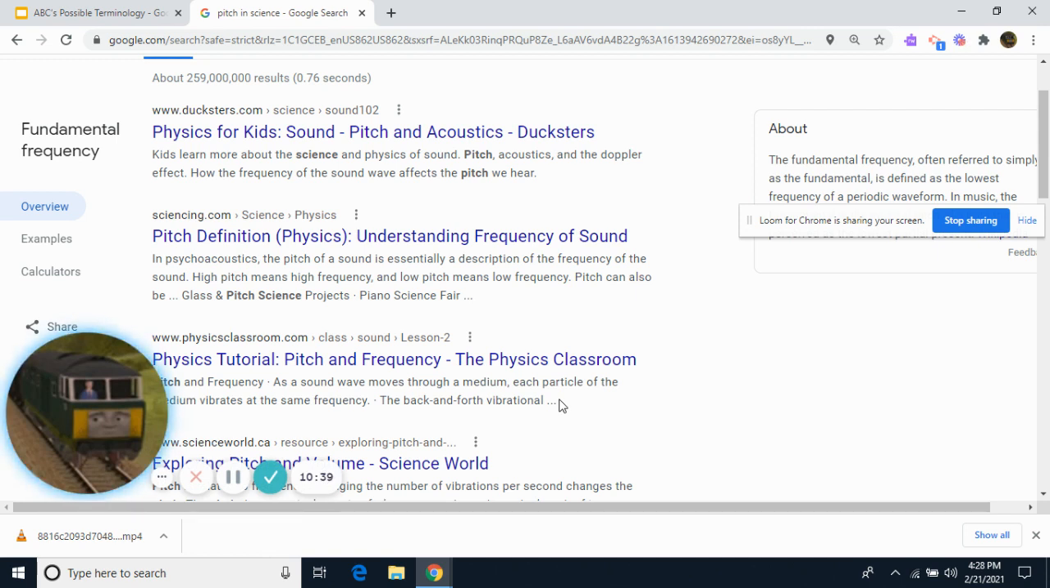As a sound wave moves through the medium, each particle of the medium vibrates at the same frequency, the back and forth vibration. So you can actually learn about the pitch. You can hear what the pitch looks like. You can put it down as +1 or -1. Yeah, -1 looks so familiar, and +1 will be a little bit familiar. Some of you guys may find it very familiar, or if you want to make it a little bit of voice, that sounds fine.